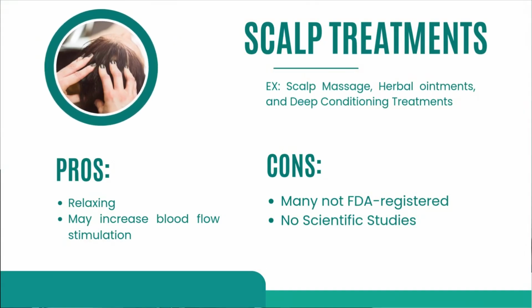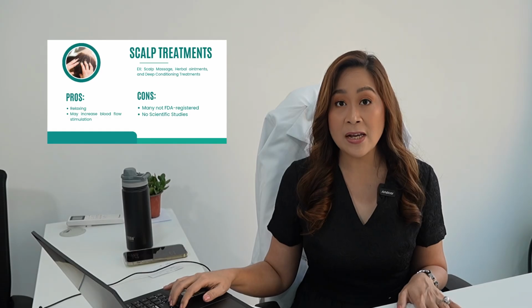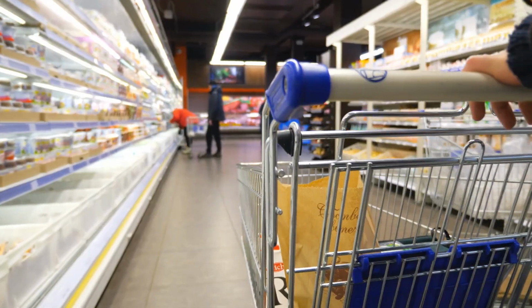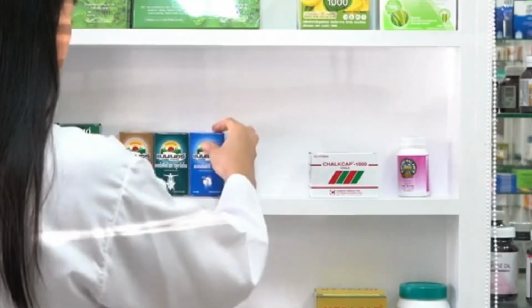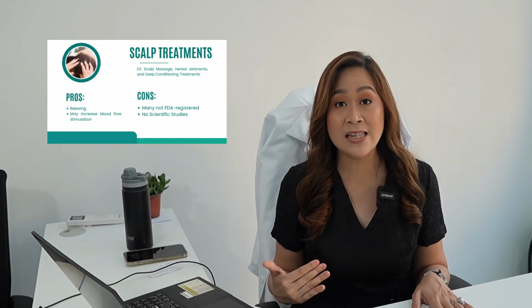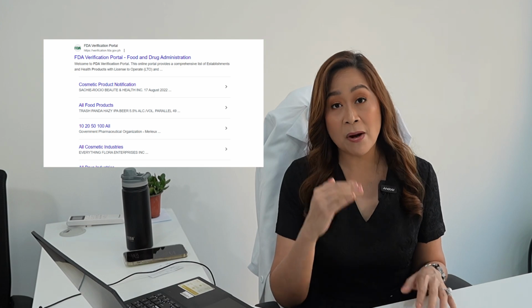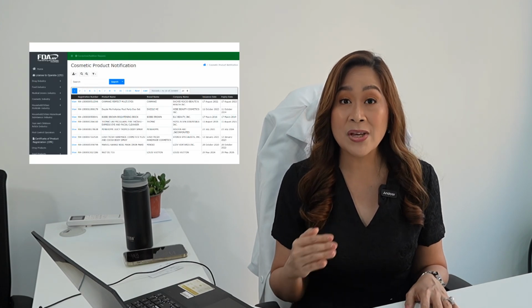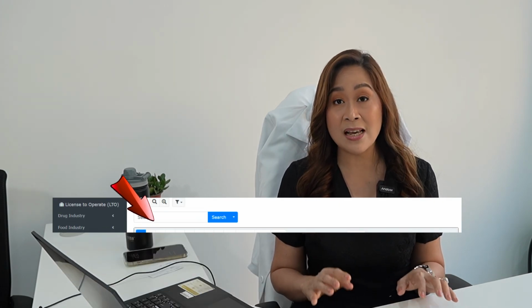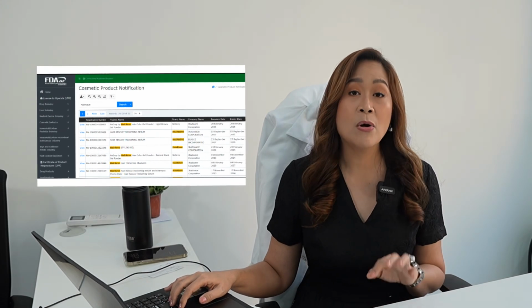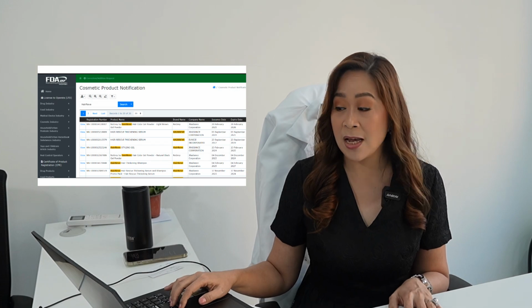Scalp treatments, there are a lot of scalp treatments available. I urge you to be very discriminating when it comes to checking out the ingredients and checking if the products are indeed FDA registered. This is very easy. You can just go to the FDA portal and go to the product verification portal. You can search the product and easily find out if indeed the products that you are going to buy or are considering to use are FDA registered.